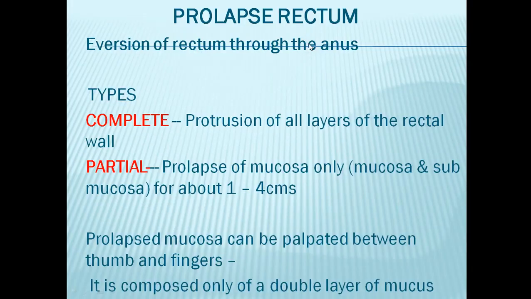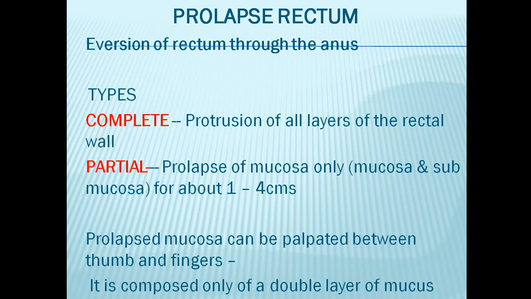So what is prolapse rectum? Prolapse rectum is the eversion of rectum through the anus. That is, it presents as the mass coming down the rectum. The rectum is coming down through the anus. That is the eversion of rectum.